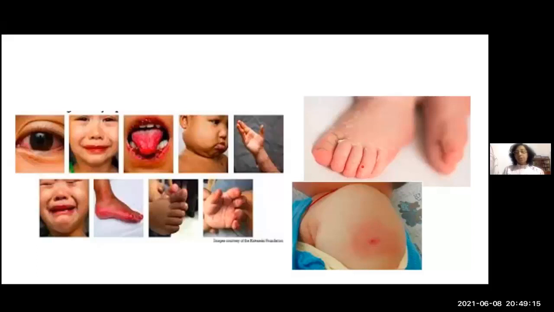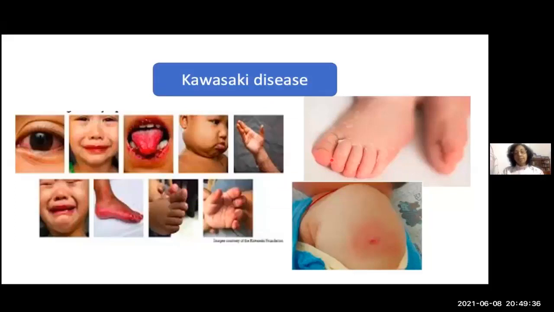So this is a picture taken after a few weeks of the illness, which shows periungual peeling. So what is this condition? Somebody who doesn't know about this condition can easily think that this is an infection. So this is Kawasaki disease. A child below 5 years, even an infant or up to about 3 years, can present with fever of 4-5 days duration, extreme irritability, poor feeding.